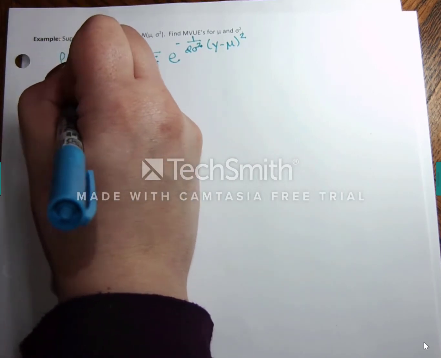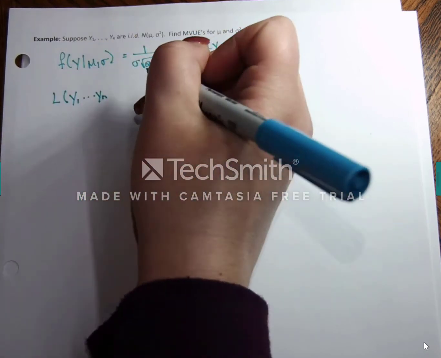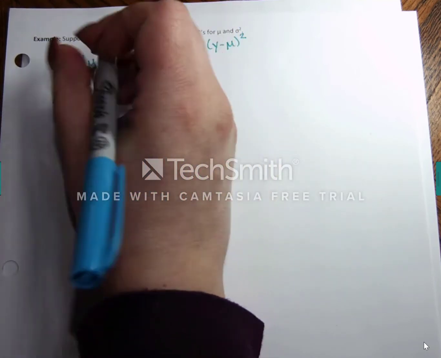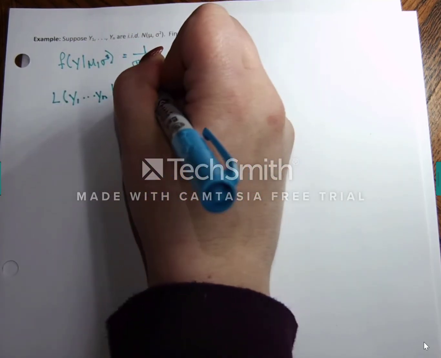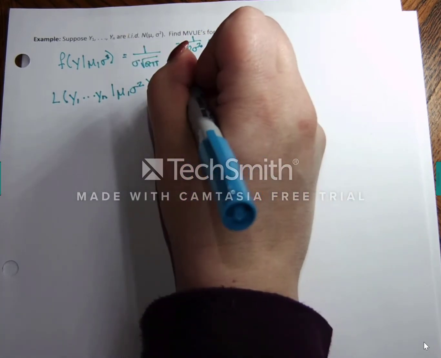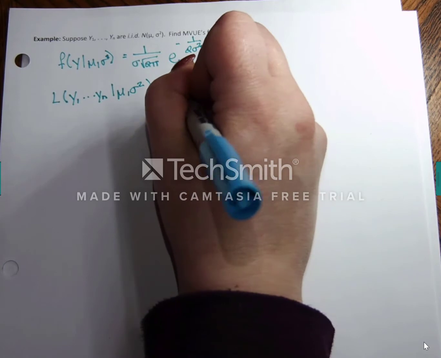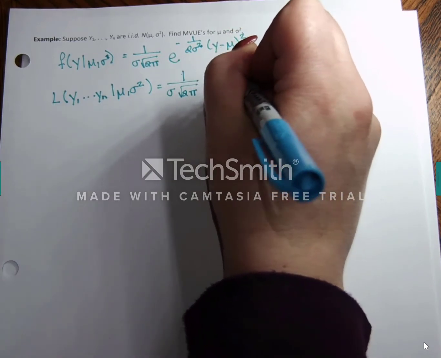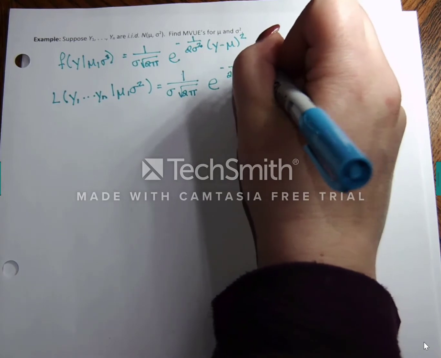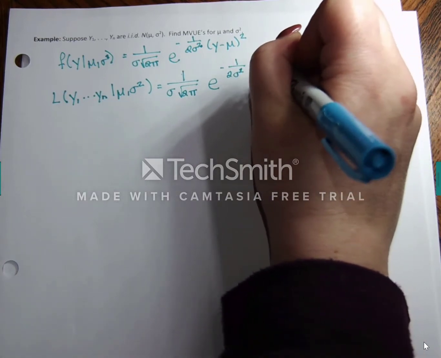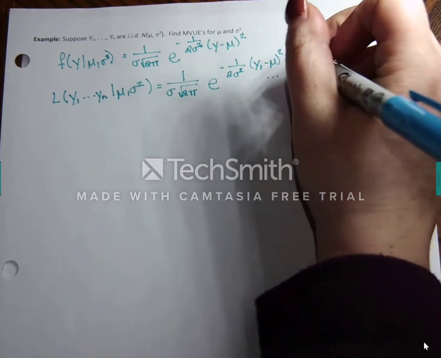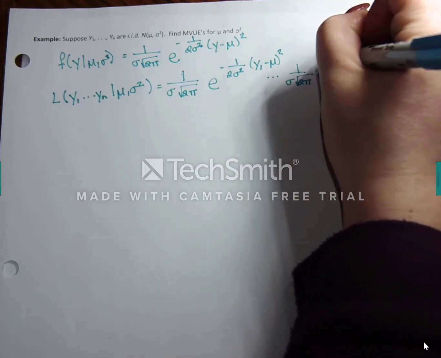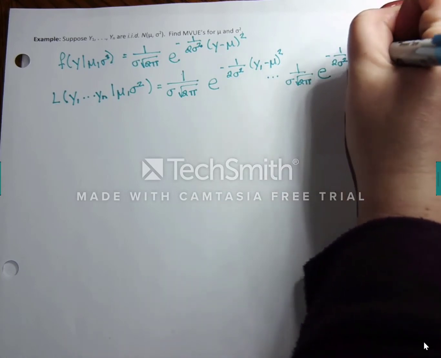So the likelihood function is going to be equal to y1 through yn, and you could have had x's here, given mu, and I should have had a given sigma squared there, given sigma squared, is equal to 1 over sigma times the square root of 2 pi, e to the negative 1 over 2 sigma squared, y1 minus mu squared, all the way out to 1 over sigma times the square root of 2 pi, e to the negative 1 over 2 sigma squared, yn minus mu squared.